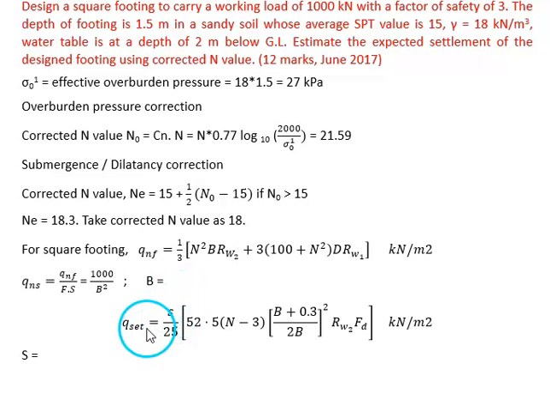Then we should take the Bowles equation where settlement is there, and by taking this B value in this equation, we can estimate the settlement. So here the bearing pressure can be taken as 100 by B squared. So the B value is obtained from the first equation, and by taking this value in the second equation, we will be getting the settlement.